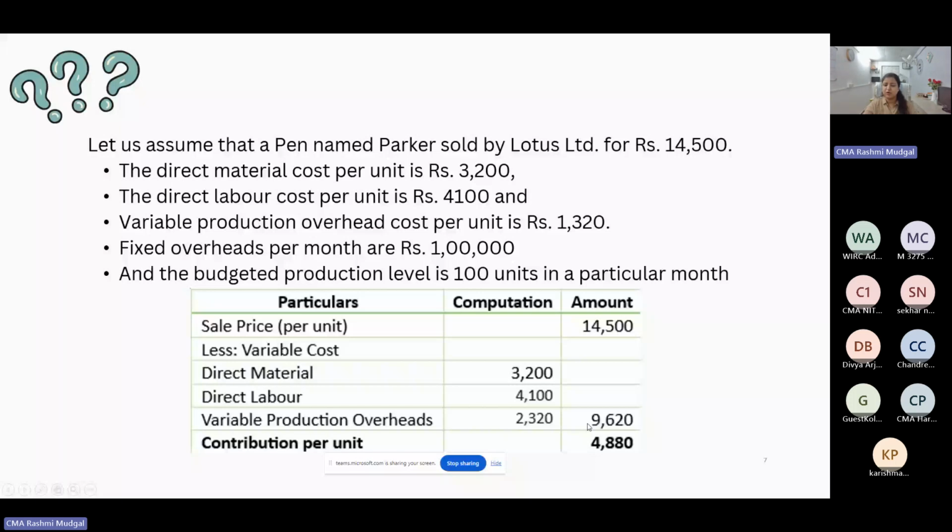9,620 was my variable cost, which will increase if I increase the quantity of my output. Okay. Next, I'm going for absorption costing. What exactly is absorption costing?